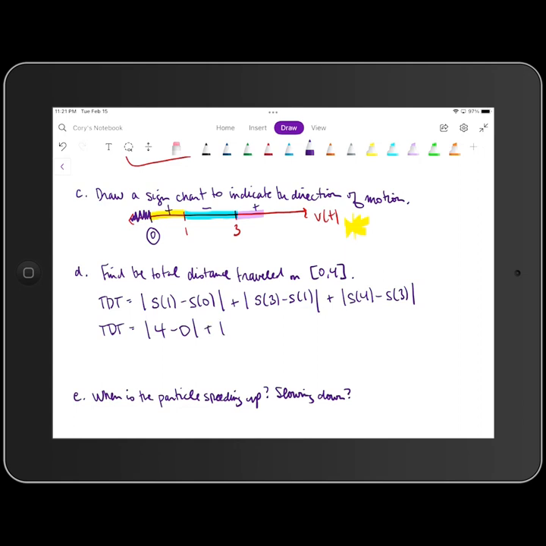You should have found s of 3 to be equal to 0, minus s of 1, which is 4, plus s of 4. You should have found that to be 4 minus s of 3, which is 0. So this winds up becoming the absolute value of 4 is 4, plus the absolute value of negative 4 is 4, plus the absolute value of 4 is 4. So that winds up being 12 meters.